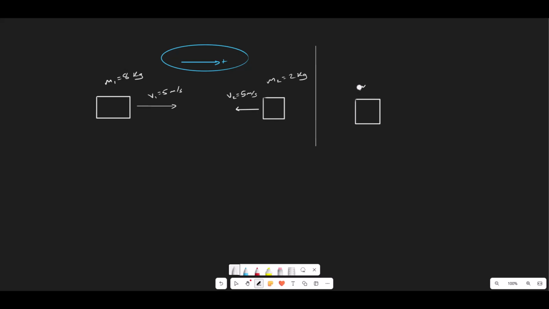What if after the collision, this thing is still moving to the right? And that would happen, right? If this were a bowling ball and this were a ping pong ball, and they ran into each other, then that bowling ball's not exactly going to be turned back. So this is possible.